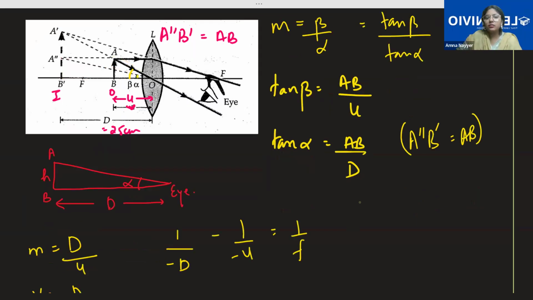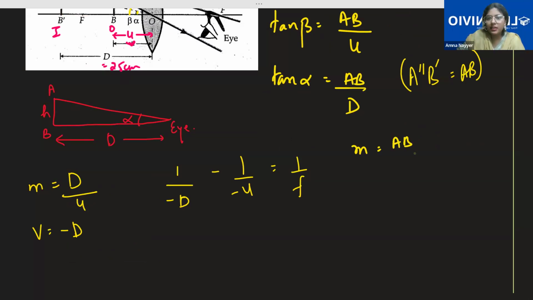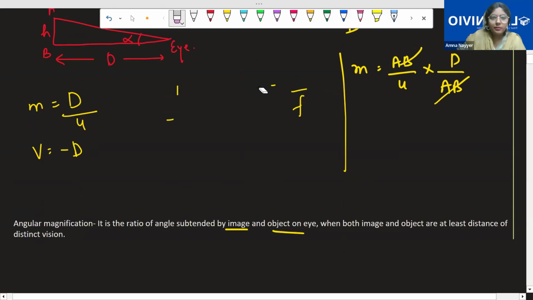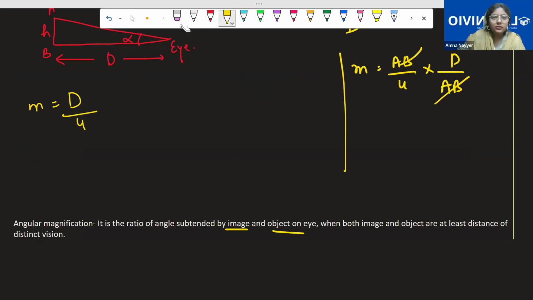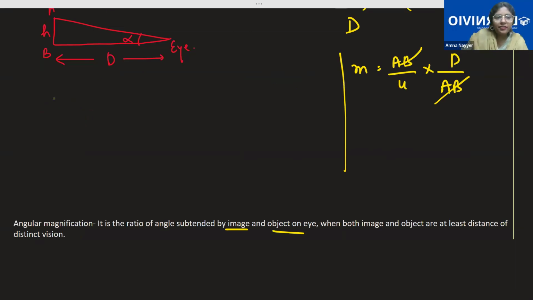So take the ratio. You will get magnification as d by u. Look, magnification will be AB by u into d by AB, AB cancelled. So magnification is d by u. Now see this, I'll write it a little in a better manner. Now see, magnification is equal to d by u.